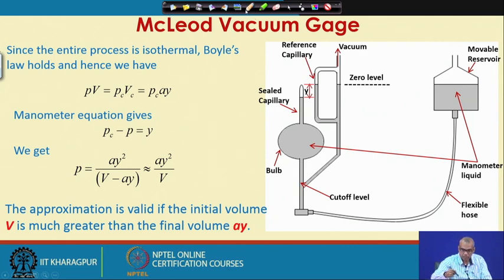Note one thing, in this equation the pressure is expressed as Ay square by V, or P equal to Ay square divided by V minus A into Y. Now, A, Y, V all represent dimensions of the McLeod gauge. So, the pressure is expressed in terms of the dimensions of the McLeod gauge. So, that is why the McLeod gauge can measure pressure very accurately.